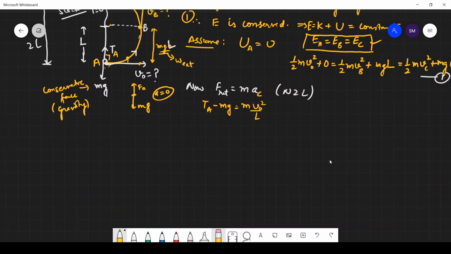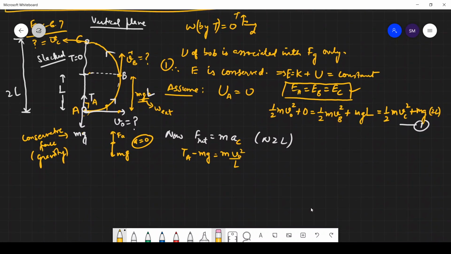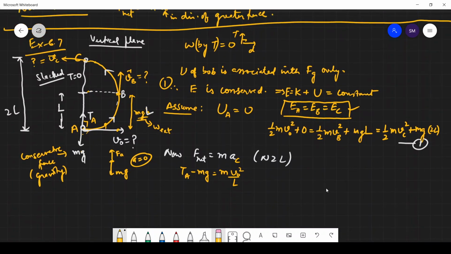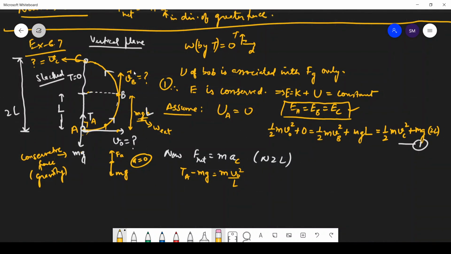Now students, it's always better to write the answer in the form of variables that are given to you. TA, the tension in the string at the lowest point, is not given in the question, so we are not supposed to use it. We need to eliminate TA if we use this equation, because we don't need it in our final answer. It is difficult to eliminate it because I need one more equation with TA, so I don't think I'm going to need it.